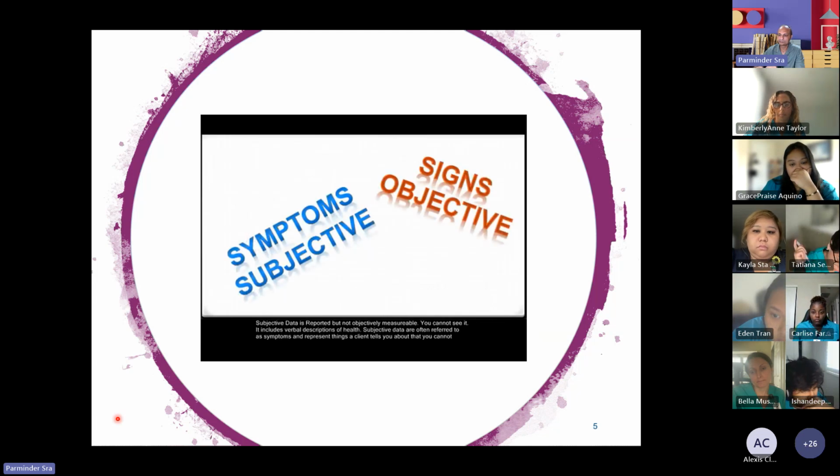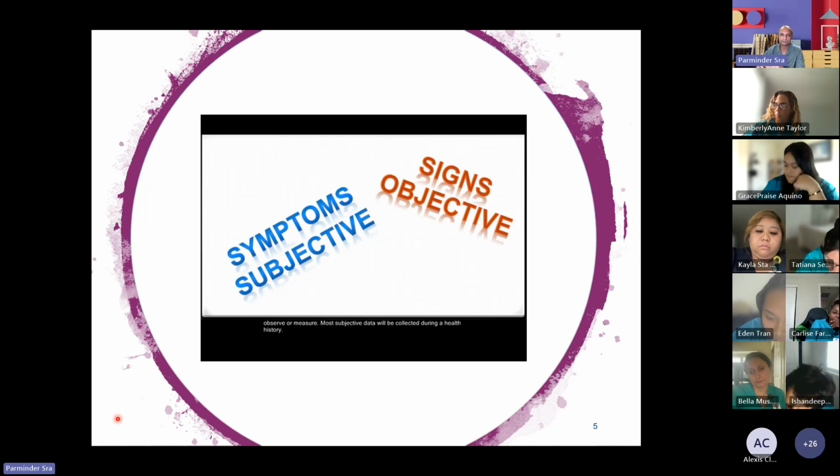Subjective data is reported but not objectively measurable. You cannot see it. It includes verbal descriptions of health. Subjective data are often referred to as symptoms and represent things a client tells you that you cannot observe or measure. Most subjective data will be collected during a health history.